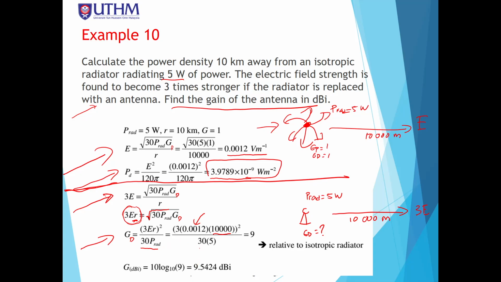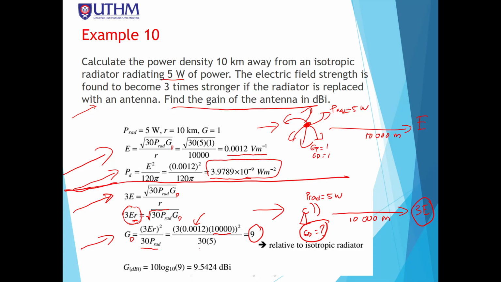So remember that this real antenna is using the same amount of power radiation, and we want to measure the E field at the same distance, but we achieve 3E. Now the question is, how much is the gain of the new antenna? That is the question. So we get the gain is equal to 9.